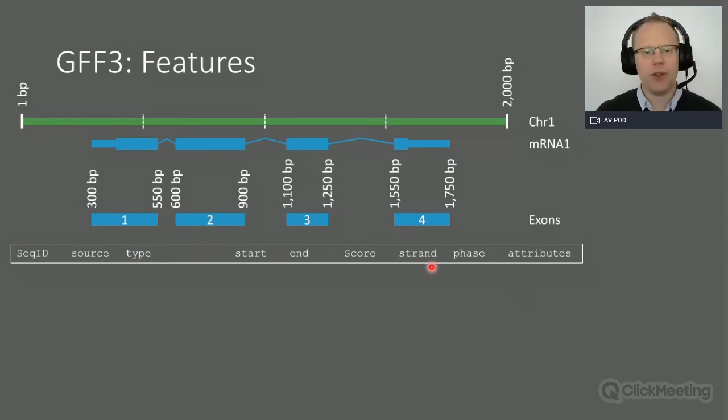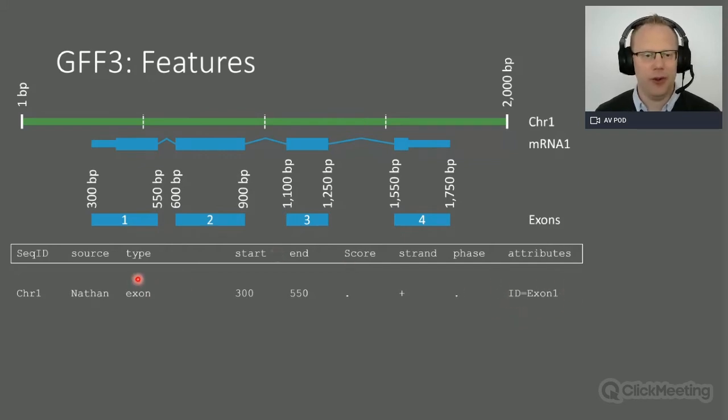So the first exon here, exon 1, with a start of 300 and an end of 550, we can describe like this. The sequence ID is the chromosome on which that feature lies, and we've got the start and the end positions here. We've also got the strand, the forward, positive strand, and we've got an attribute here, which is simply a tag equals value pair. You can have multiple attributes and they get separated by a semicolon. So in this case, ID has to be unique within the scope of the GFF3 file.